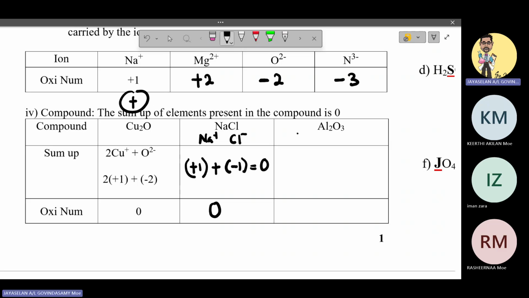Okay, aluminium, we got aluminium 3 positive. Okay, oxygen, we got O2 negative. Aluminium has 2, so 2 aluminium. Oxygen has 3, so you put 3 oxide. So 2 times positive 3, plus 3 times negative 2, you get what? So 0 lah. It should be 0. Okay, any question? No question.